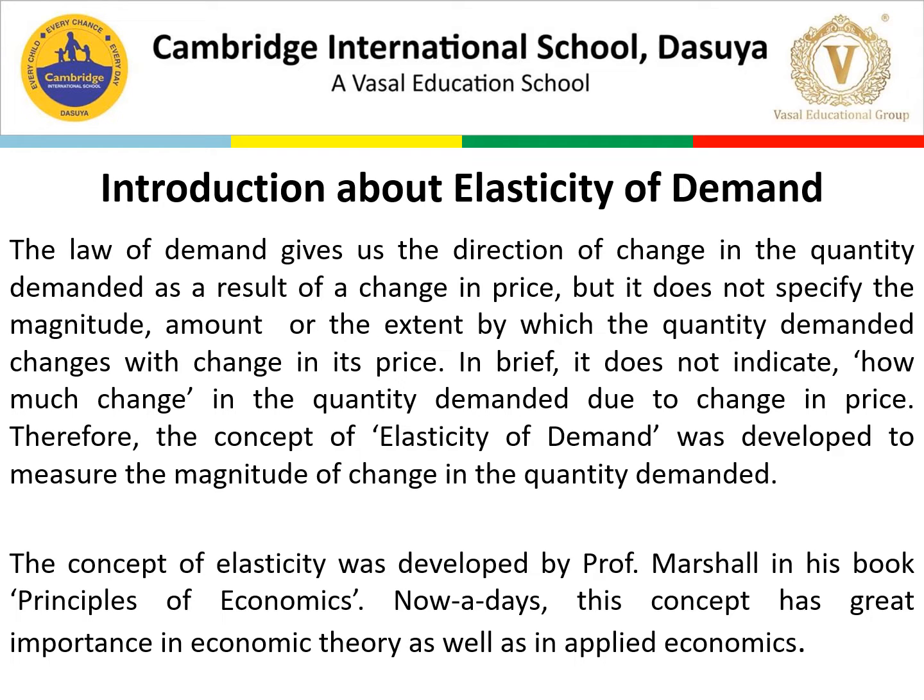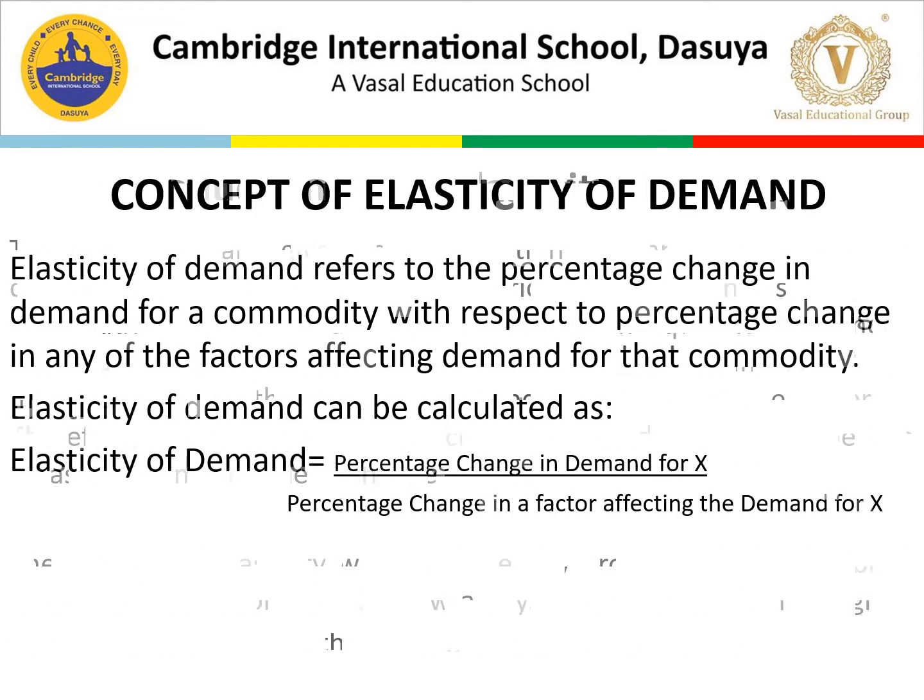So let's move on to the main point of your chapter, that is the concept of elasticity of demand. Elasticity of demand refers to the percentage change, how much percentage change in demand for a commodity with respect to the change in any of the factors affecting demand for the commodity. So elasticity is the change that is occurring in the demand because of any factor. This is how we are calculating.